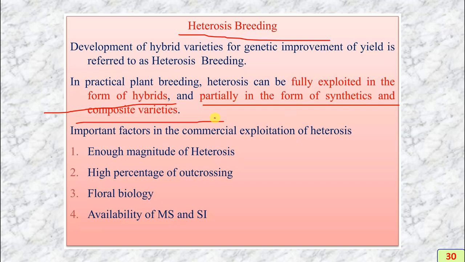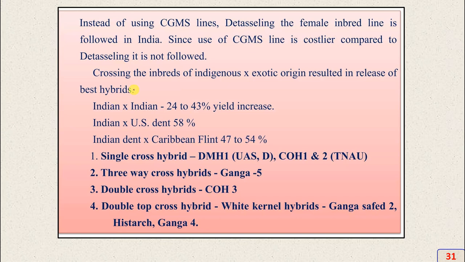The important factors in commercial exploitation of heterosis are enough magnitude of heterosis, high percentage of outcrossing, floral biology, and availability of male sterility and self-incompatibility. Crossing inbreds of indigenous versus exotic origin results in the release of the best hybrids in plant breeding, not animal breeding. Totally, plant breeding is different from animal breeding.